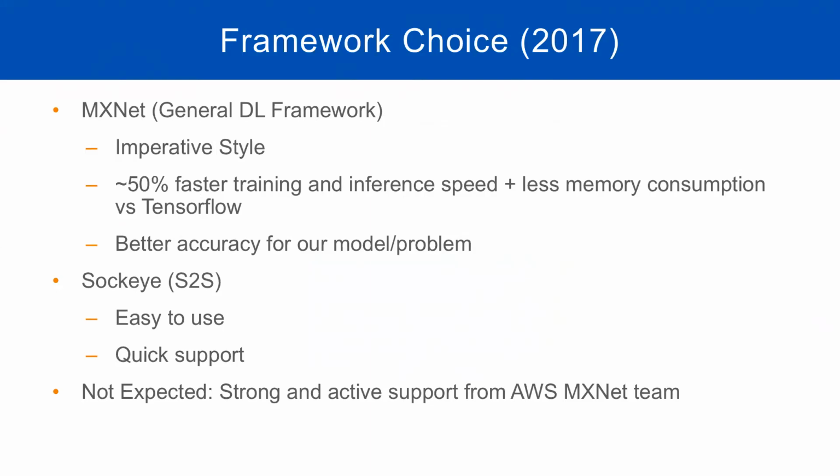So we picked MXNet, and by the way, at that time there was no PyTorch yet. We picked MXNet over the popular TensorFlow because for our problem, and from a data scientist's perspective, of the imperative style, and I know that's also coming in TensorFlow right now, so bear with me. Also for our specific problem, it trains way faster, consumes less memory, and has better accuracy as well, which I'll show you in the next slide.